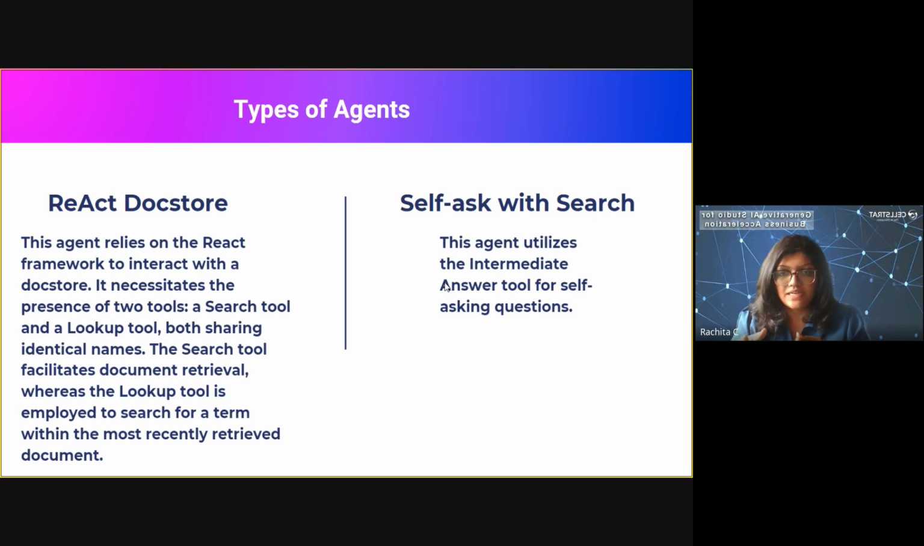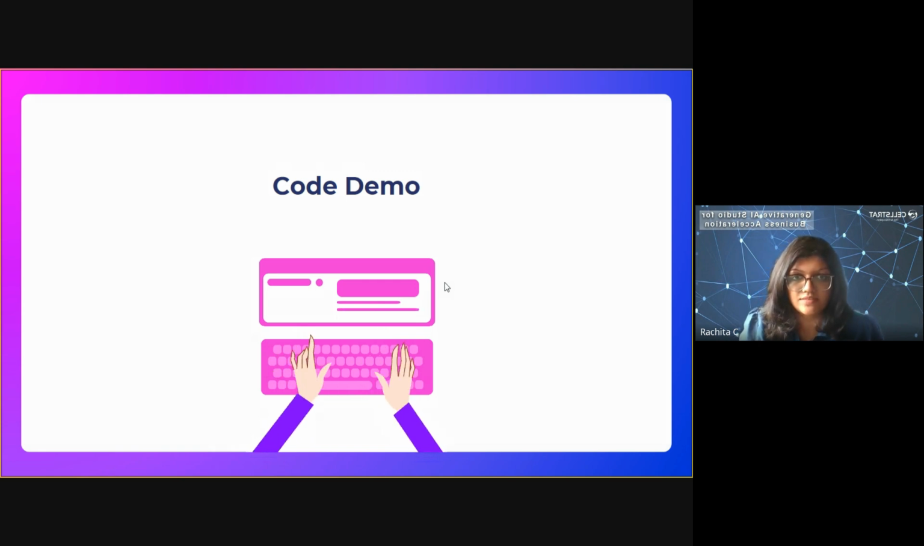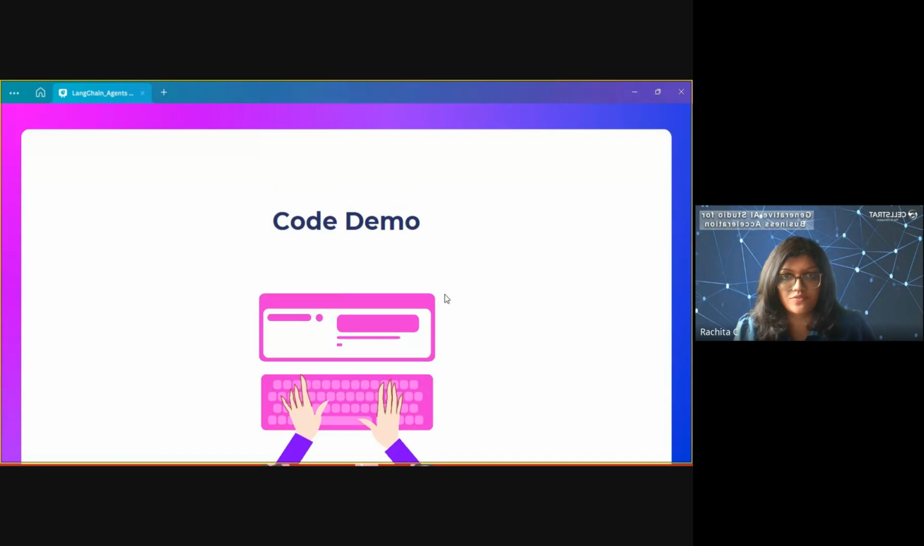And the fourth one we have here is self-ask with search. This agent utilizes something called an intermediate answering tool for self-asking questions. If a user asks a question or a query, it takes that query, analyzes it, and asks a follow-up question to it. To that follow-up question, it gives some answer, known as an intermediate answer. It does this several times until it gets a final answer. So that's the name, self-ask with search. So these are some types of agents. Let's do some code demo for these types of agents.